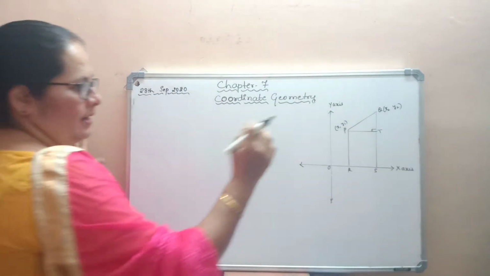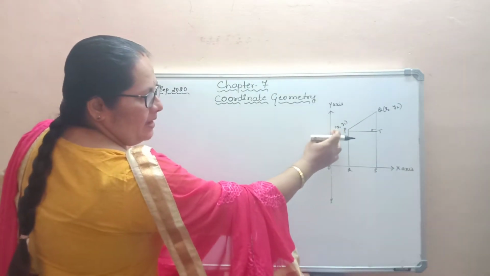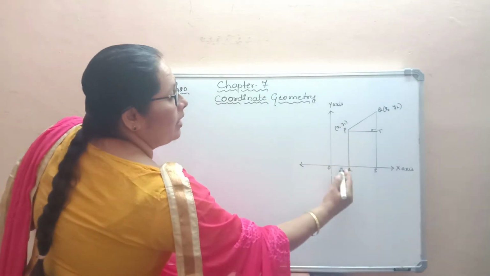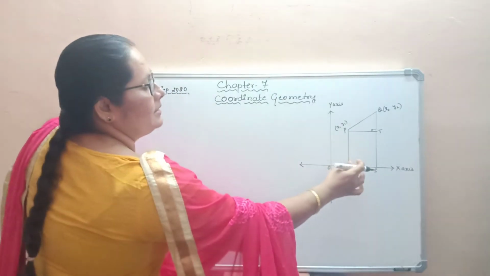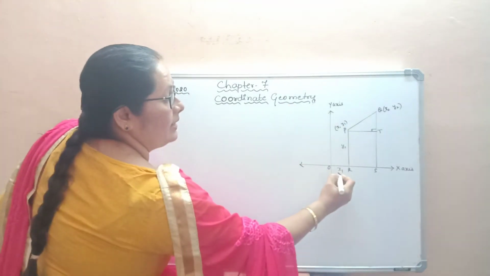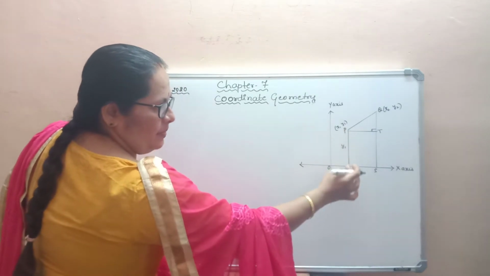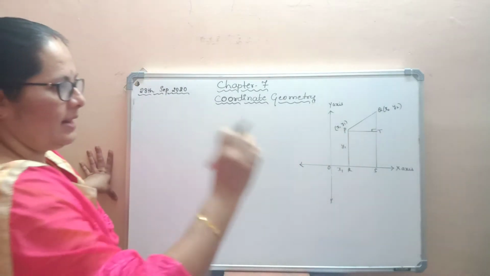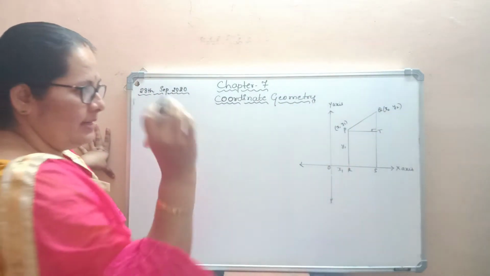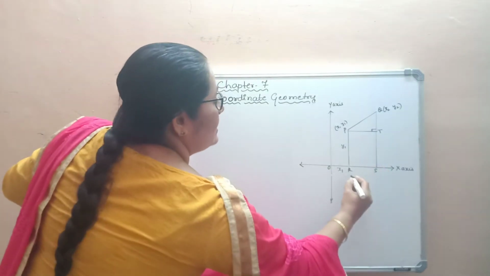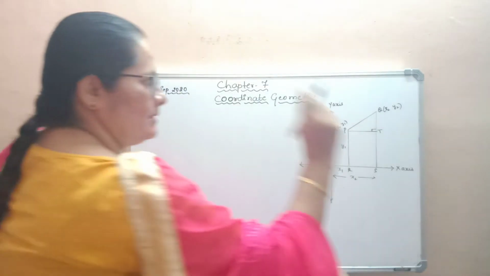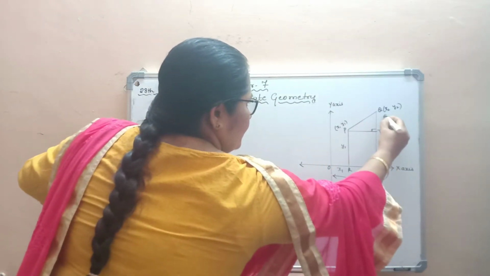Now see here, at point P the coordinates are x1, y1. It means the distance OR is x1 and the distance PR is y1. Similarly, the coordinates of point Q are x2, y2. That is, the distance OS is x2 and the distance QS is y2.